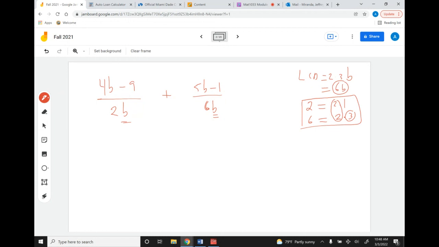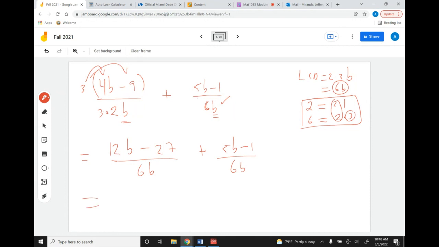Now that I know that the LCD is 6b, well, I already have 6b here, so this one is ready to go. The one that I need to work with is 2b. How do I make it into a 6b? I already have the b, I have a 2, I need to make it a 6b, so I need to multiply top and bottom by 3. Okay, and when I do that now, I'm going to distribute this here. So that would be 12b minus 27 over 6b plus 5b minus 1 over 6b.